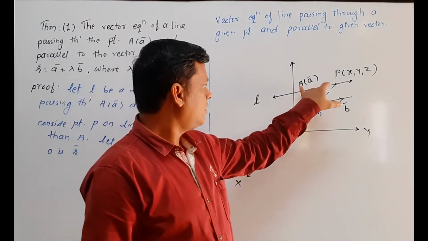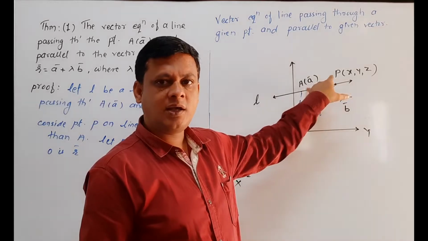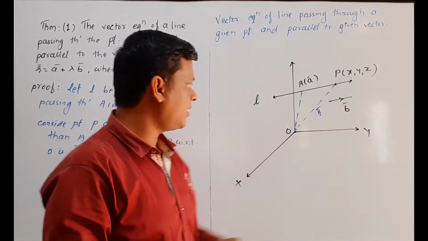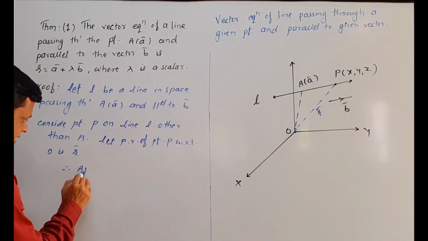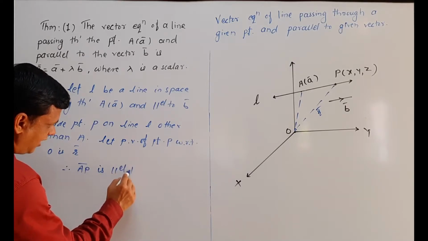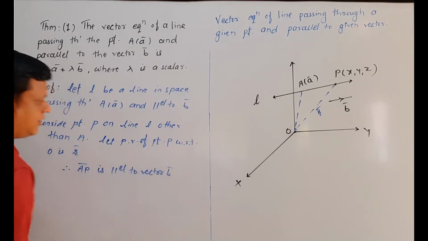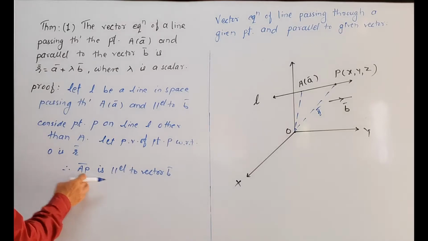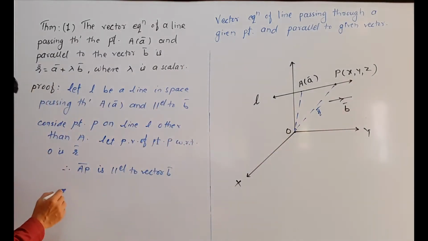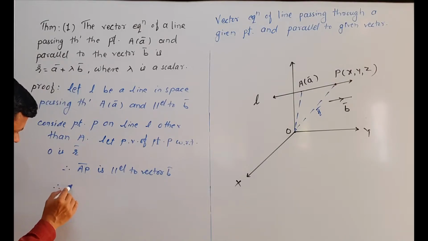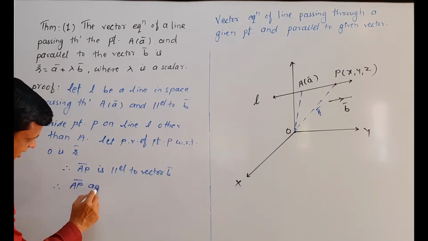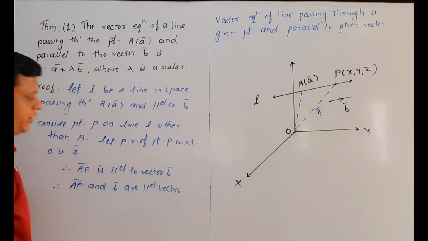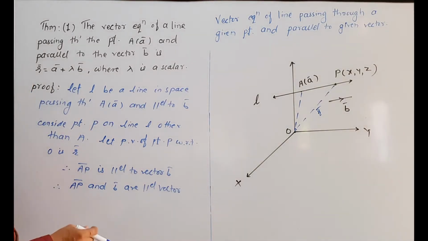Now these 2 points A and P lie on this line L. That means vector AP is parallel to this vector B bar. Therefore, vector AP is parallel to vector B bar. Because the line is parallel to the vector, this vector AP is also parallel to this vector B bar. Therefore, AP and vector B are parallel vectors, and we know that when two vectors are parallel, then there exists a scalar.